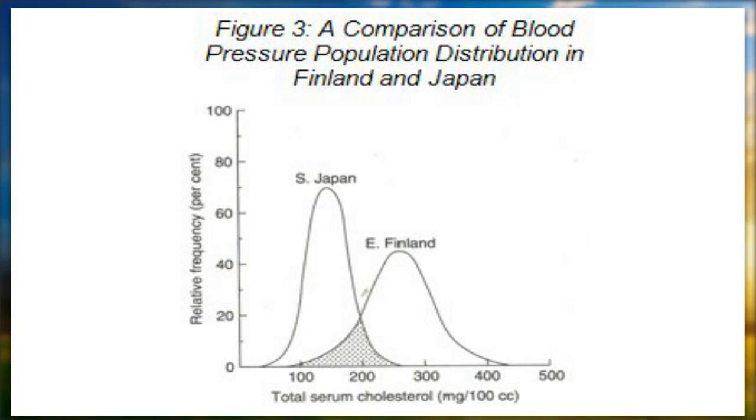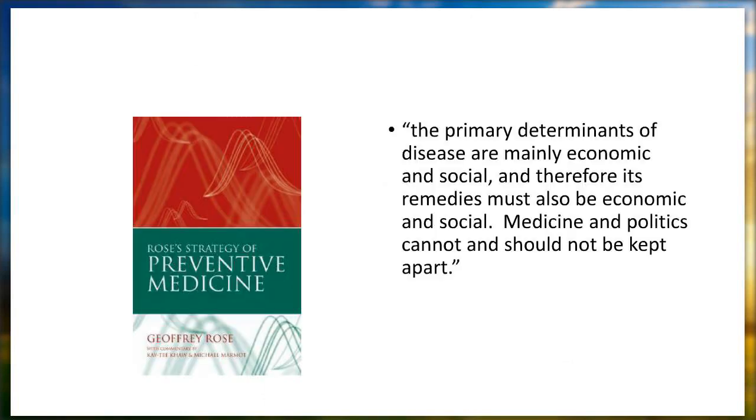Geoffrey Rose's suggestion is this has more to do with the characteristics of populations, of their society and culture, than of the individuals within the population. His quote was, "Primary determinants of disease are mainly economic and social, and therefore its remedies must also be economic and social. Medicine and politics cannot and should not be kept apart." Now, understanding this idea, he understood its implications. Or as somebody else said, the most important building in public health is not the hospital, it's the legislature.